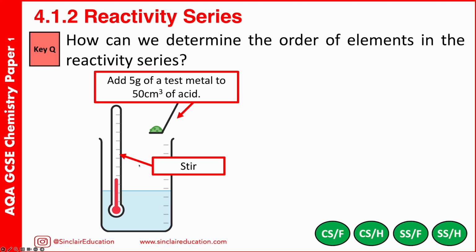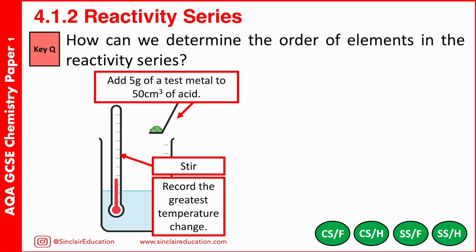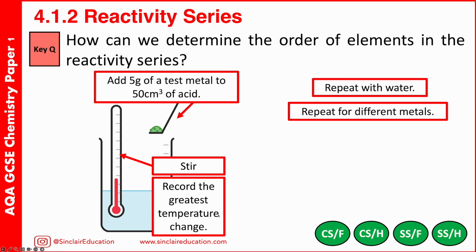We'll give it a stir, most likely using the thermometer. It comes in doubly handy here. And what we'll do is we'll record the greatest temperature change that we measure. We can, if we want, repeat this with water also. And we can then do this with different metals. So we can add different metals to fixed volumes of acid and water and measure the temperature change.